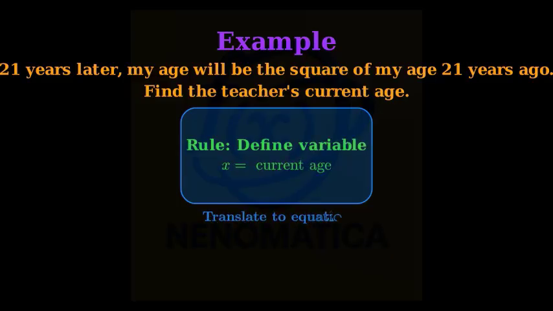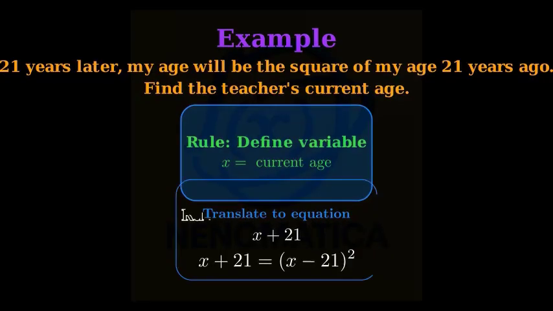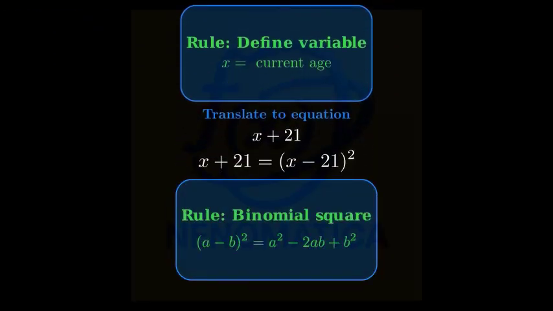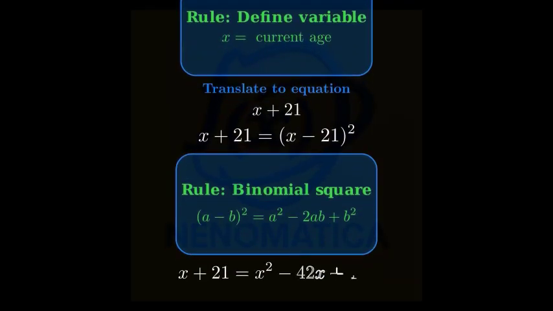21 years from now is x plus 21. 21 years ago is x minus 21. And squaring that gives the right side. Step 2. Expand the square and simplify. Using the binomial square, (a - b) squared equals a squared minus 2ab plus b squared. Now move all terms to one side to make a standard quadratic.